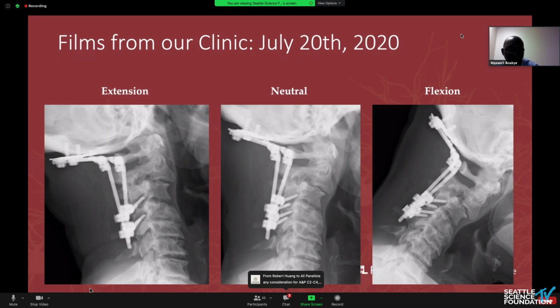Great cases. Maxwell. Yeah, thanks. Just a quick question. When you do your 540, do you like to stage it or do everything on the same day?